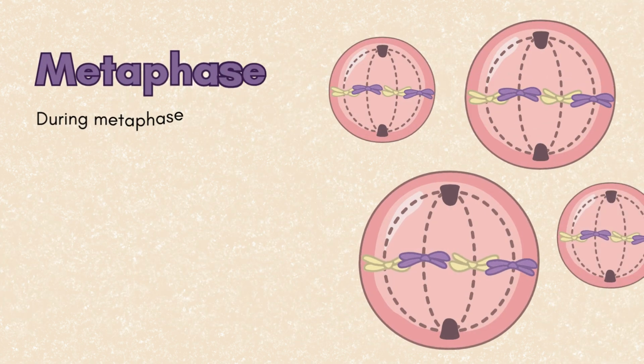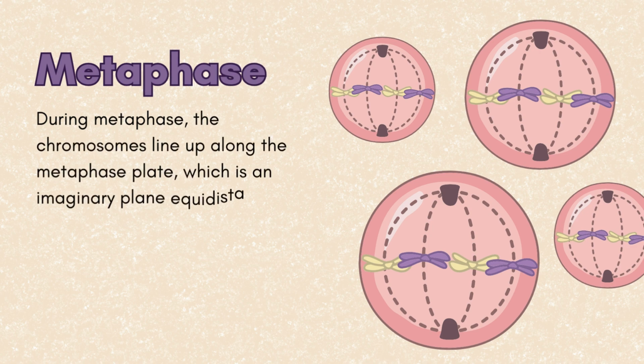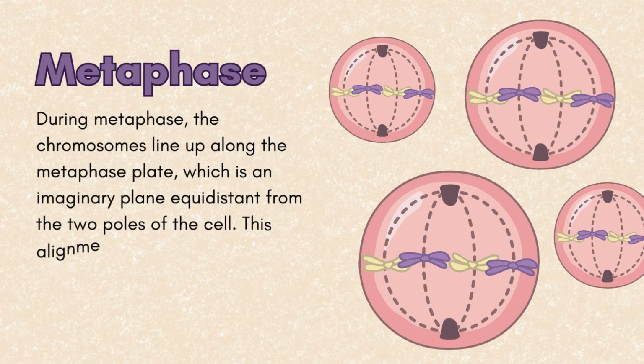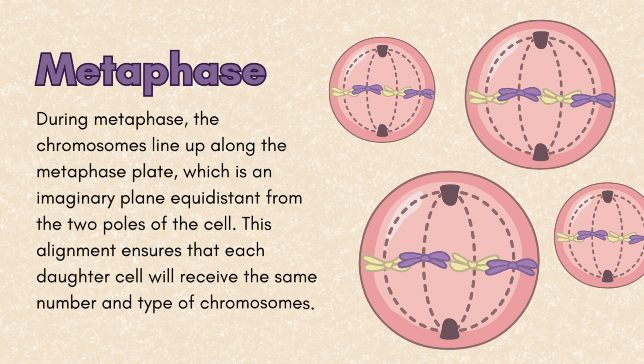During metaphase, chromosomes align along an imaginary line known as the metaphase plate, which is equidistant from the cell's two poles. This perfect alignment ensures that each daughter cell will receive an identical set of chromosomes.